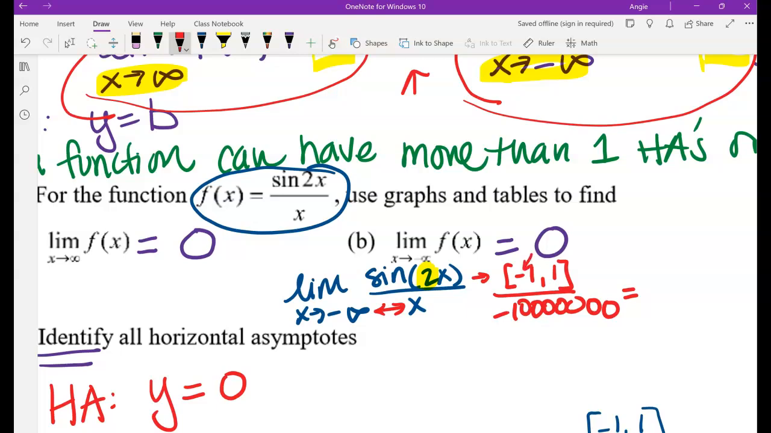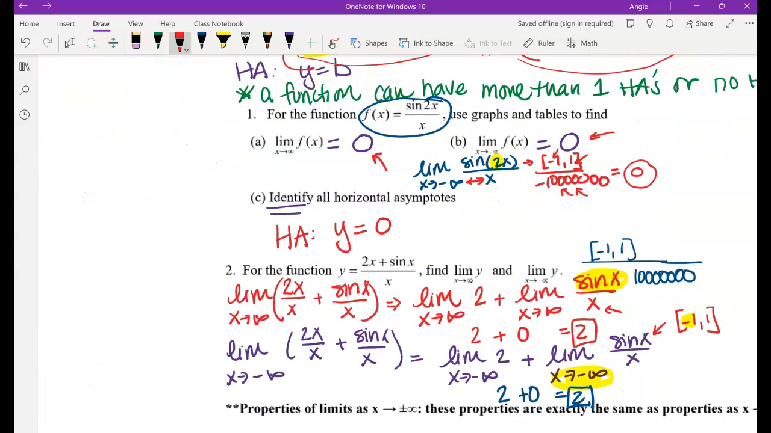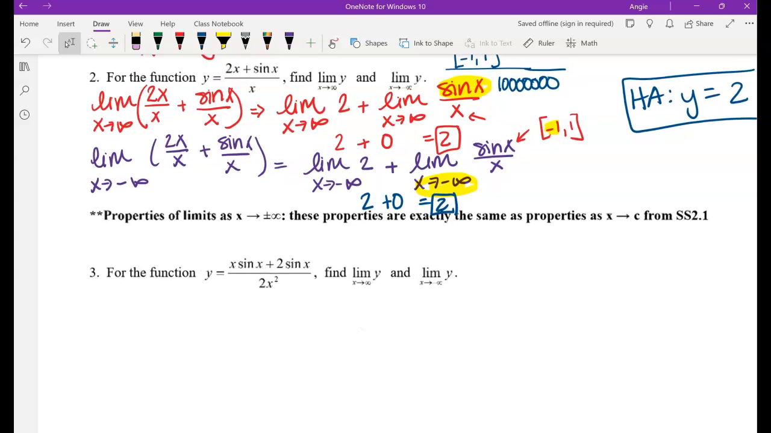So if you pick -1 divided by -100,000,000, you will get a positive tiny number. And then if you pick 1 divided by a negative number, you will get a negative tiny number, but it's getting closer to 0. So it doesn't matter. 0 doesn't have a positive or negative. So that's why earlier when we graphed these out, we had 0. Let's do the next one. We do have properties of limits as x approaches infinity, guys, but they are the same as the properties of limits we wrote down in 2.1. So I didn't want to write that again.